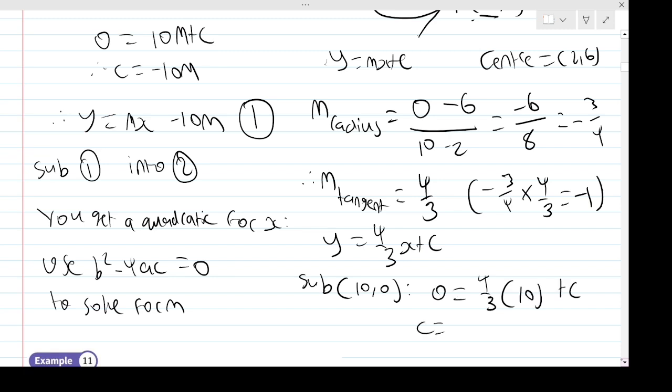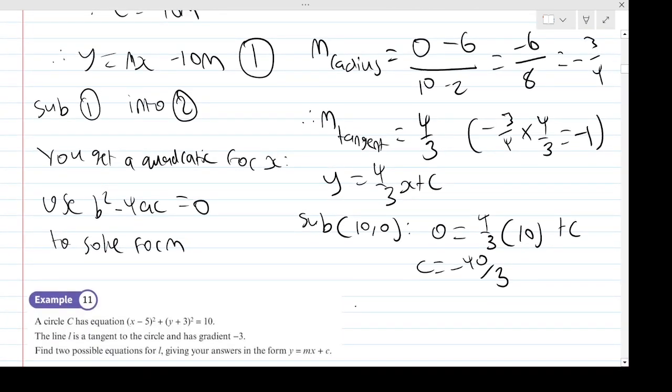Therefore, c would be minus 4/3 of 10. That would be minus 4... oh, that doesn't simplify. Oh well. Minus 40 over 3. There we are. But therefore, we've got our equation then. Therefore, y is equal to 4/3 x minus 40 over 3. So there we are. So we've got the equation fairly quickly in that instance.